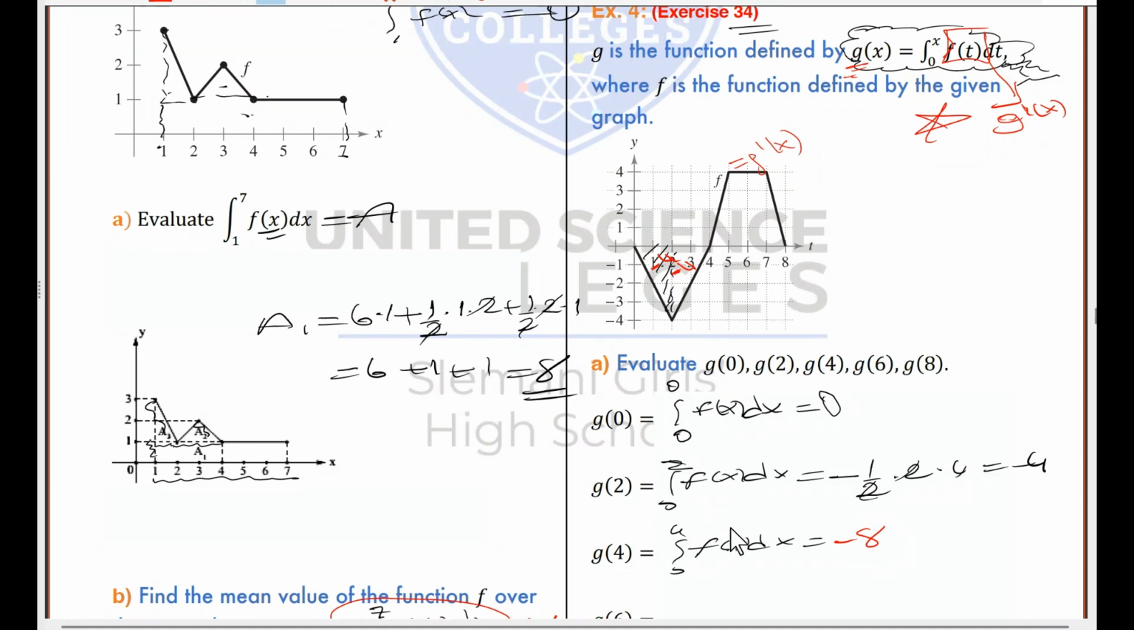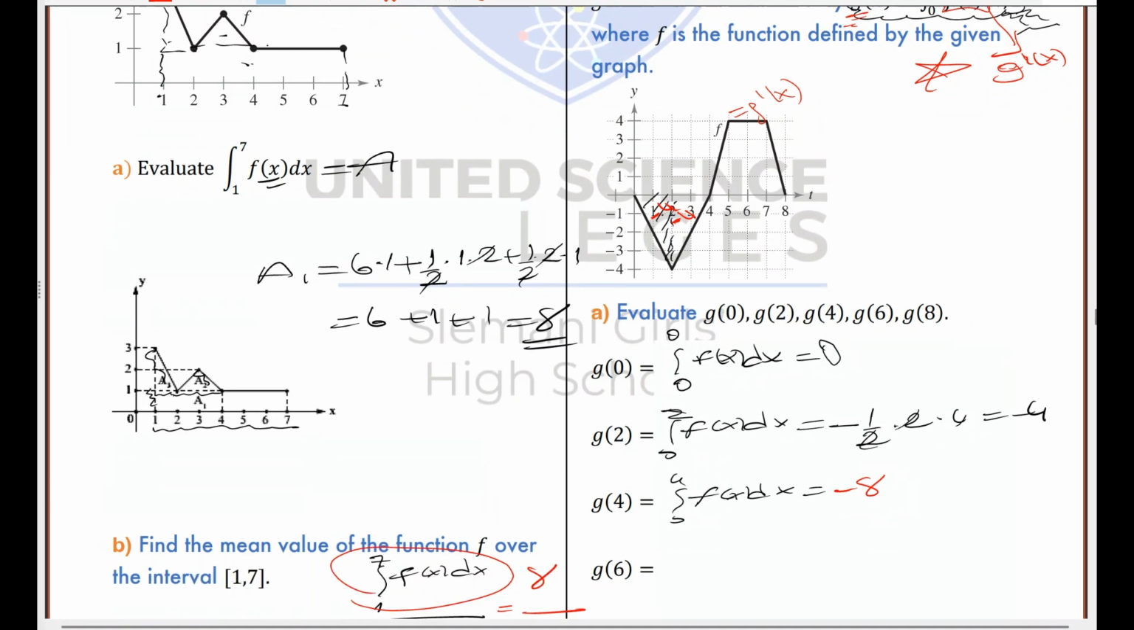G of 6, the next one, means integral from 0 to 6. So I can write this by using a property. I can break it up into pieces. I can write integral from 0 to 4 of f of x dx plus from 4 to 6 of f of x dx. I already found the integral from 0 to 4 in the previous question as negative 8. What I need for this question is finding the integral from 4 to 6.